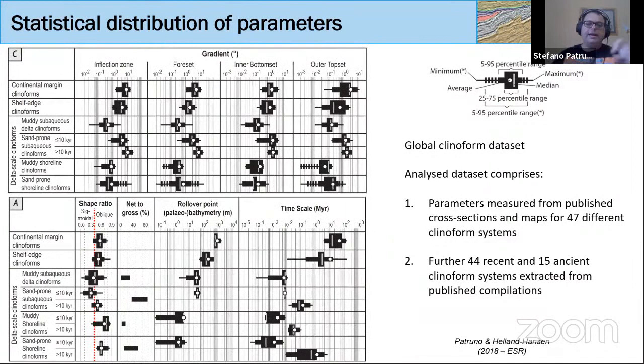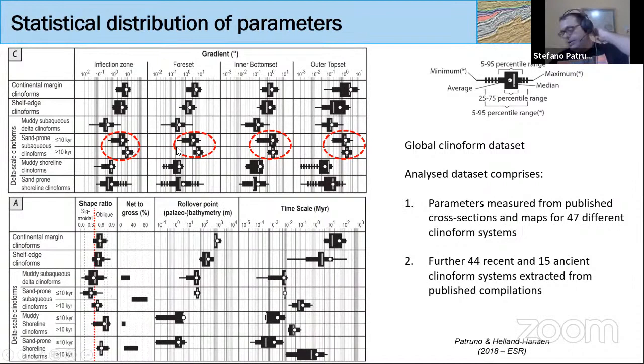And you can see immediately the sand-prone subaqueous clinoforms are characterized by anomalously steep profiles compared to the other ones, even when you compare with sandy shoreline, because of course the coarse grain size has got a steeper repose profile. If you have a coarse-grained sediment, you tend to form a steeper slope. But if you compare, based on this data, sand-prone subaqueous clinoforms and sand-prone shoreline clinoforms, it looks like the subaqueous ones are much steeper.